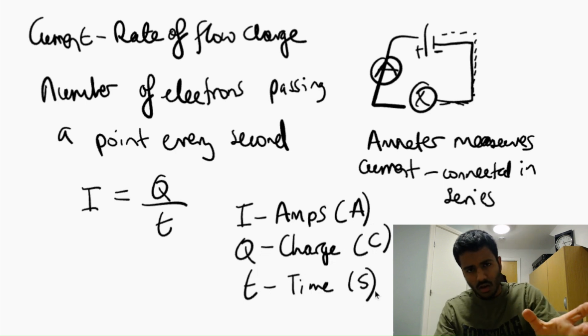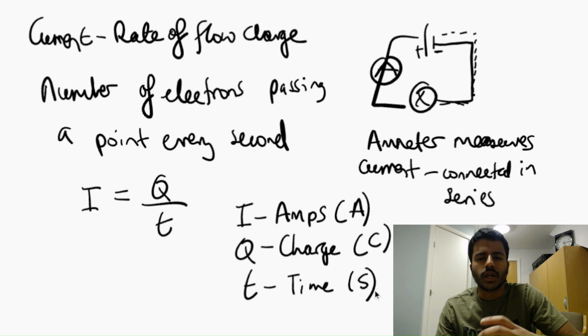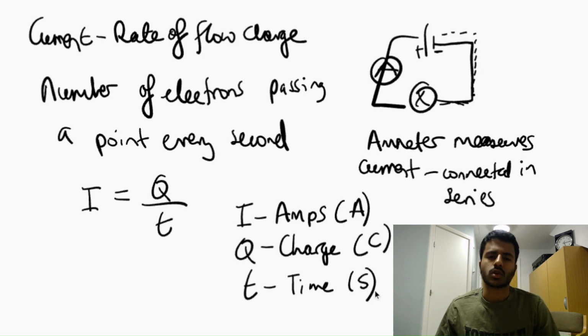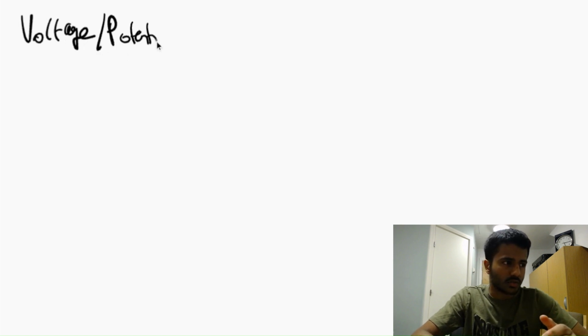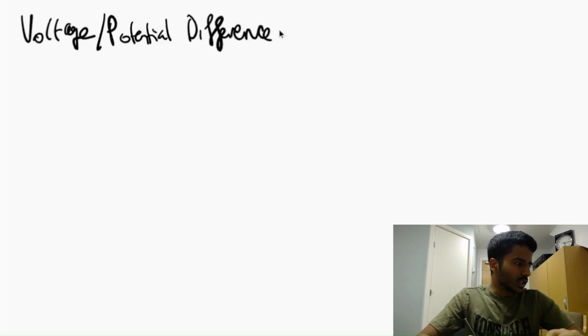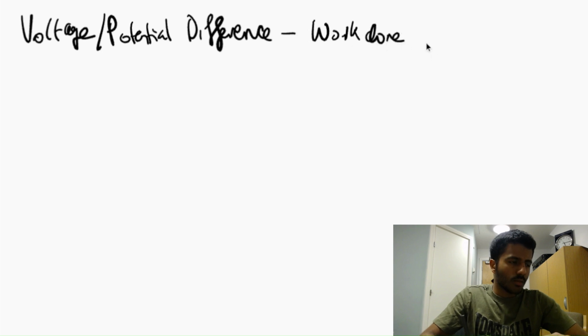Now, the other big electricity term that you've probably come across is voltage. Voltage, which can also be called potential difference, is the work done per unit charge.